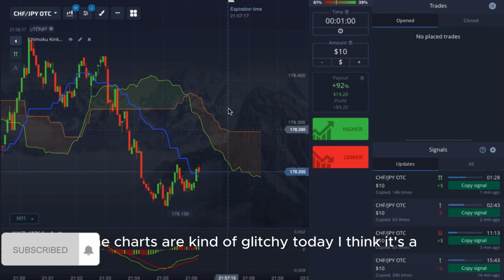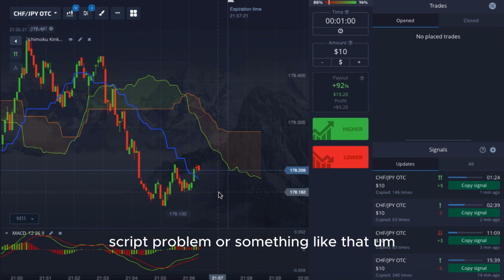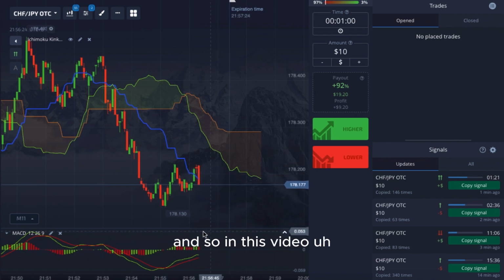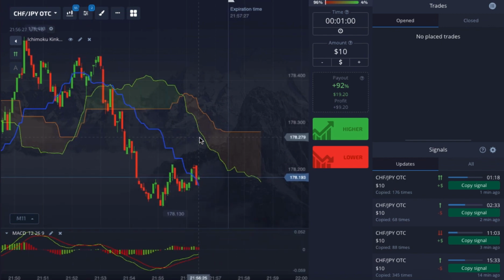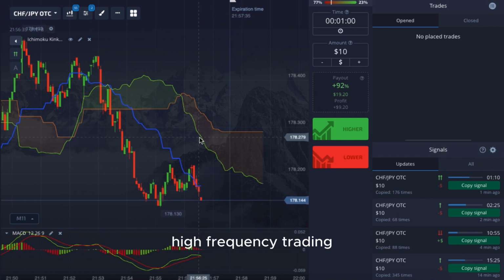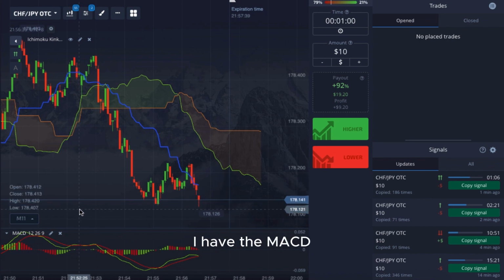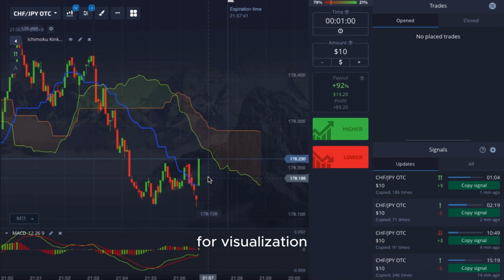The charts are kind of glitchy today. I think it's a JavaScript problem or something like that. In this video, I want to basically show you some trades first before we progress on to lower time frame, more high intensity, high frequency trading, so that you can get an understanding of this one first. I have the MACD on defaults for visualization.